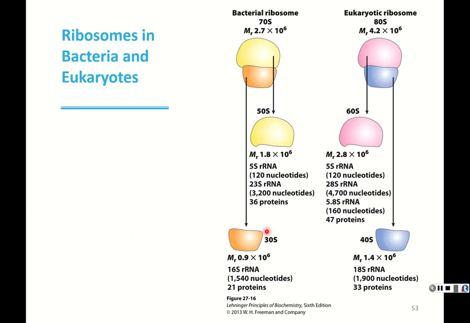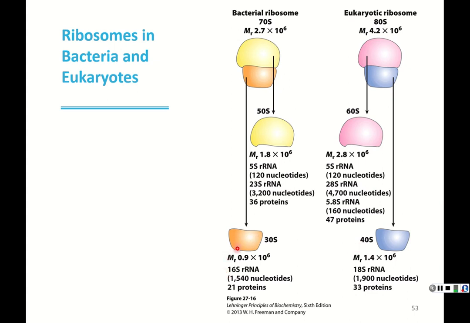Okay. And the actual rRNA pieces that make up the subunits are important. In bacteria, to make up the larger 50S subunit, you had the 5S rRNA and the 23S rRNA. In eukaryotic cells, you have a similar 5S rRNA, you have a 28S rRNA, and then you also have a third piece, 5.8S rRNA. So there are actually three pieces of RNA in the large subunit in eukaryotes.